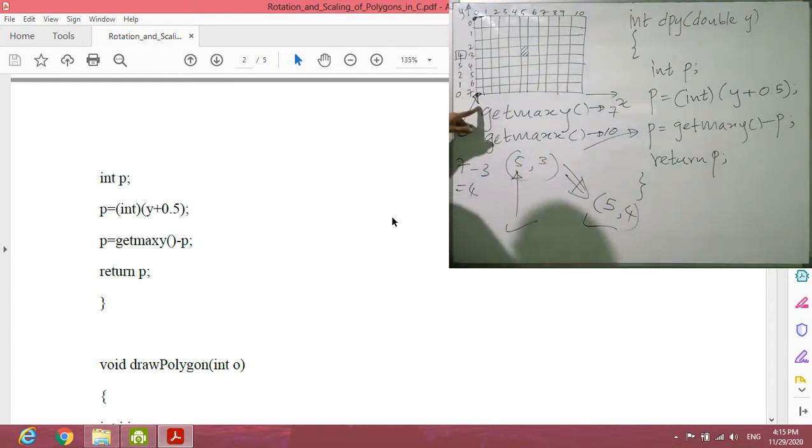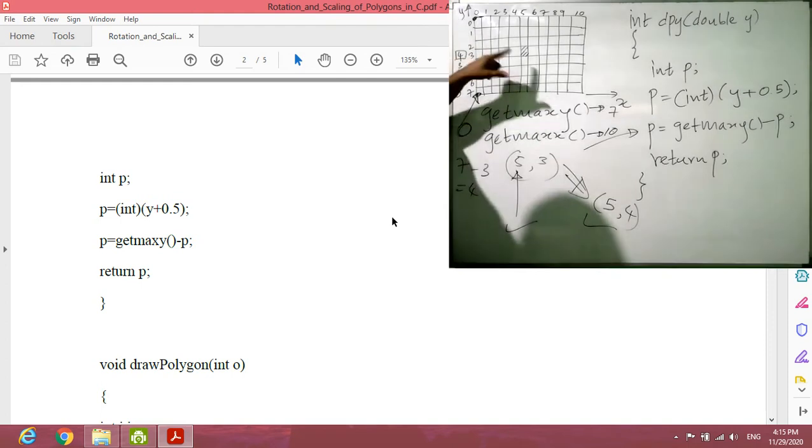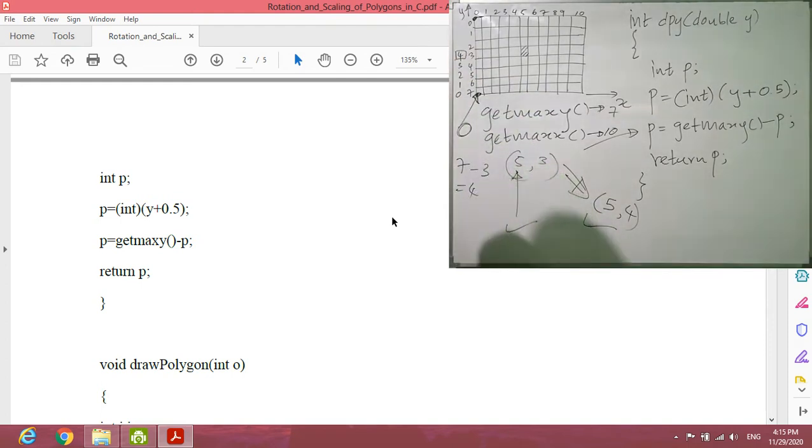We get the max y value and subtract the y coordinate from that. So now I hope this part is clear to you.